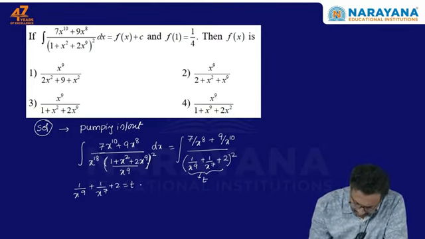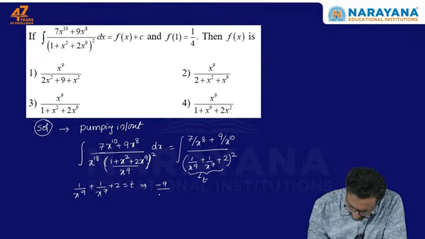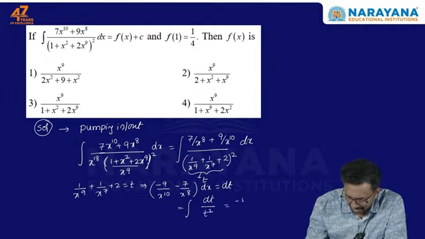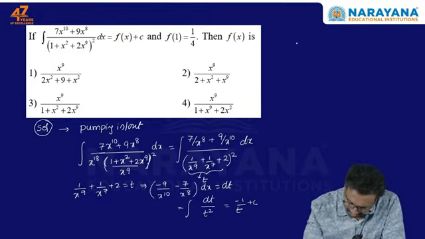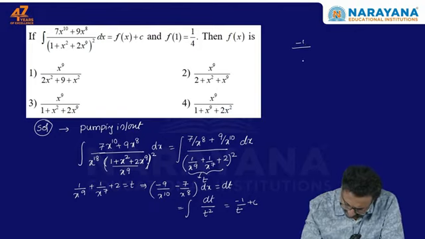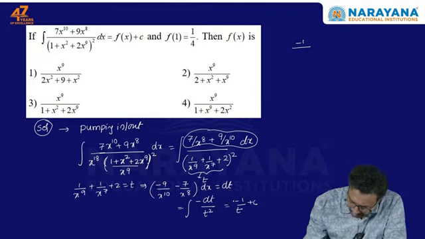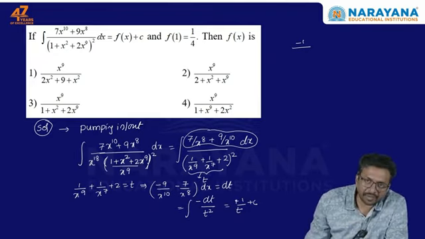So if you take this as t, and do the differentiation, minus 9 by x power 10 minus 7 by x power 8 dx will be equal to dt. So this integral is going to become integration of dt by t square. So minus 1 by t plus c. So if you can see, 7 by x power 8 plus 9 by x power 10 dx is minus dt. Sorry, minus 1 by t square integration will be plus 1 by t.